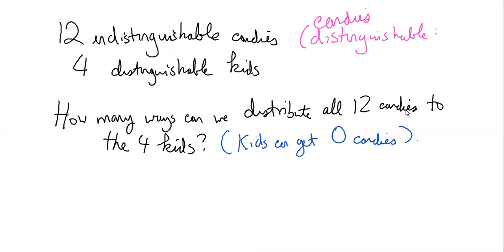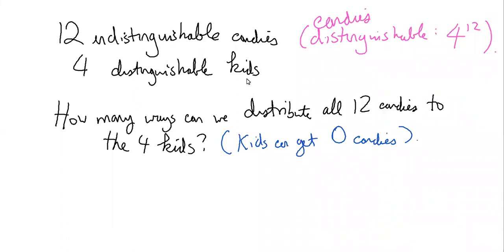Yes, Howard, we will be talking about that today. I know what you're talking about. But it's mostly about the hockey stick identity, so we need to go through that first today. It turned out to be 4 to the 12, because for every one of the 12 candies, there are 4 different kids it can go to. You can go to kid 1, kid 2, kid 3, or kid 4, and you need to do this for every single candy. So it's 4 to the 12.